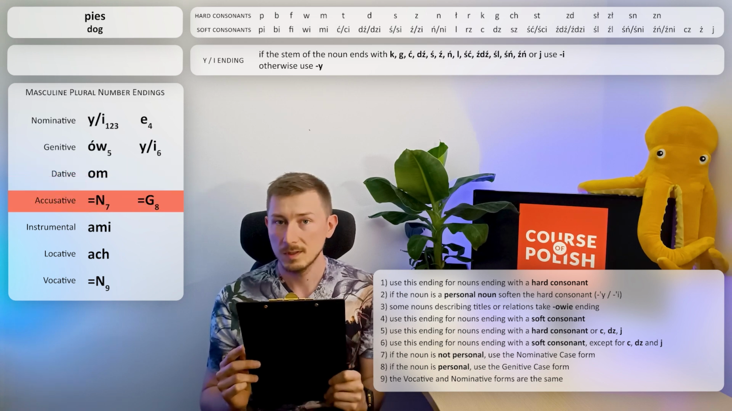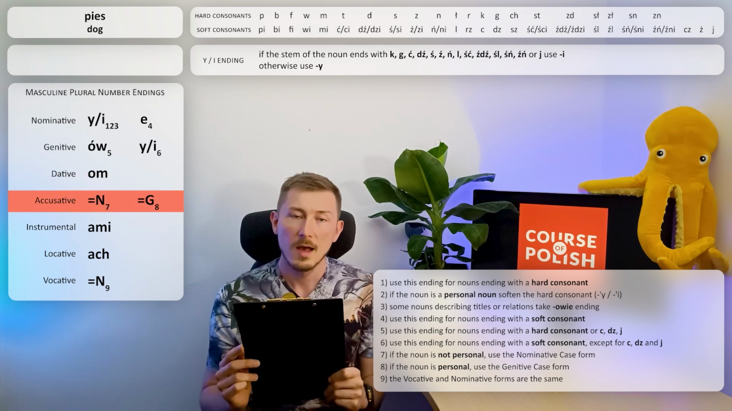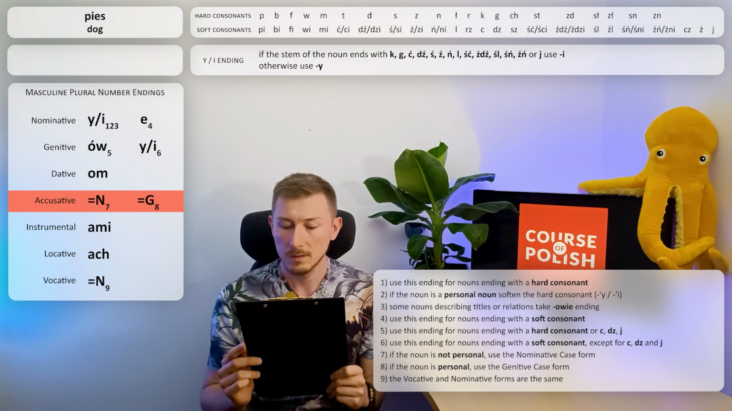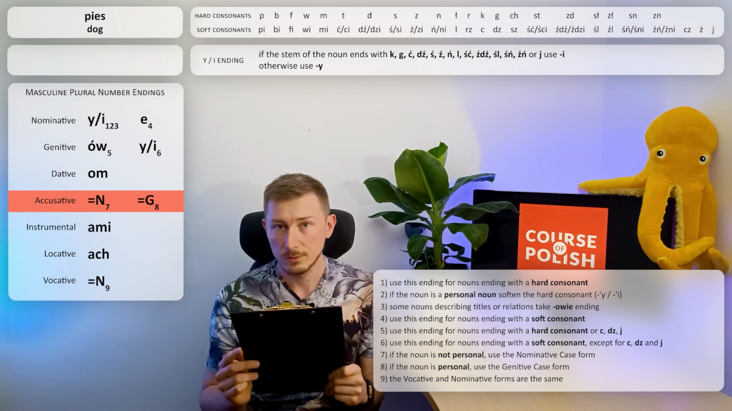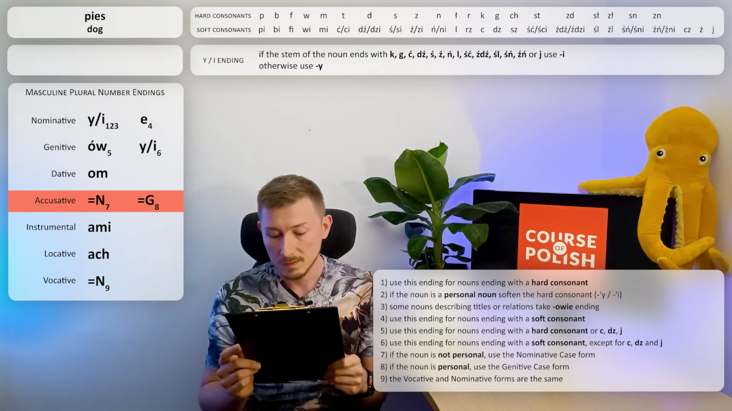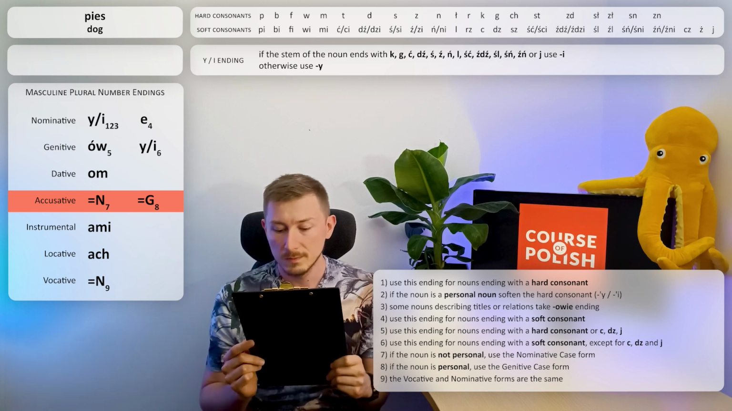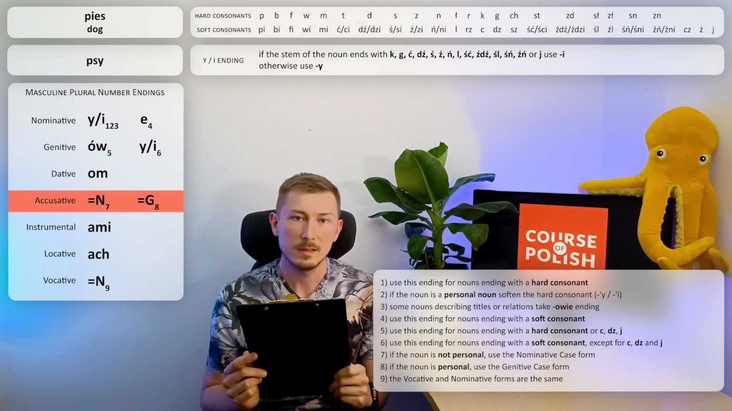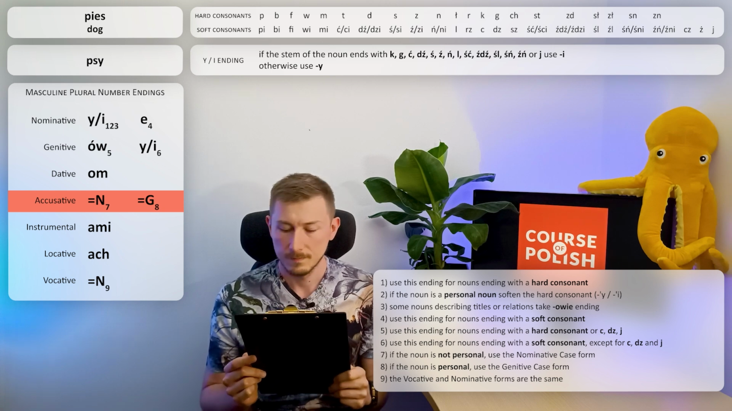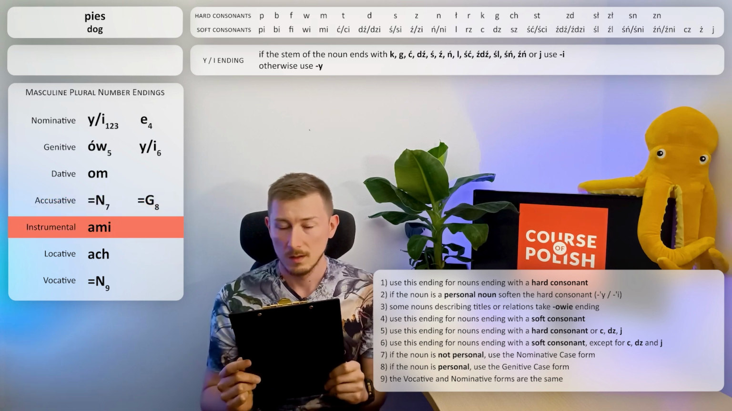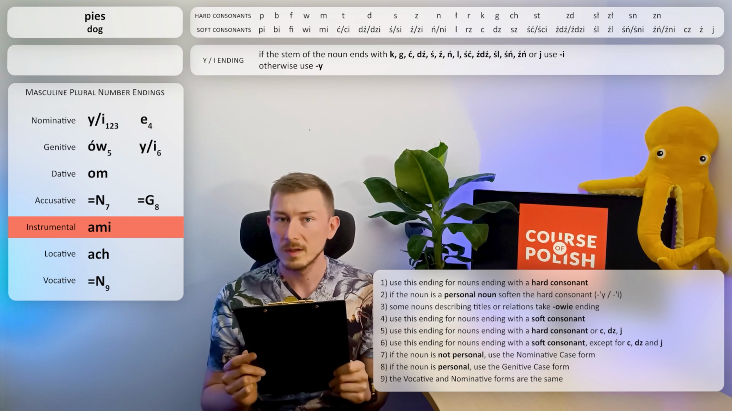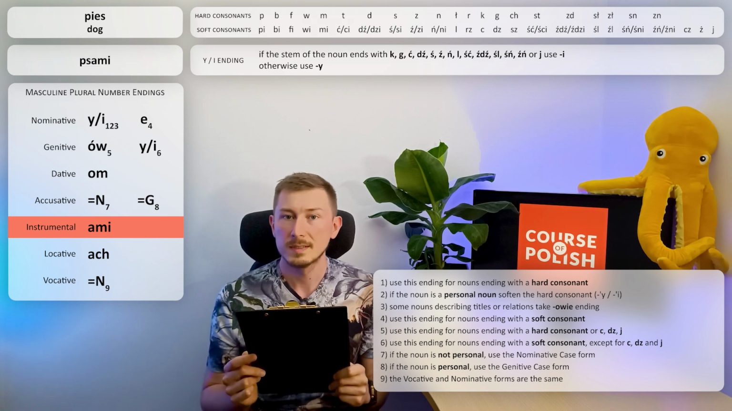Next case, accusative. Here we have two options, either the same as nominative or the same as genitive. Let's read rule number 7. If the noun is not personal, use the nominative case form. So pies is not a person, so we are going to use the nominative form, so it will be psy, psy. Next case, instrumental. Here we have just one option, ami, so the form will be psami, psami.